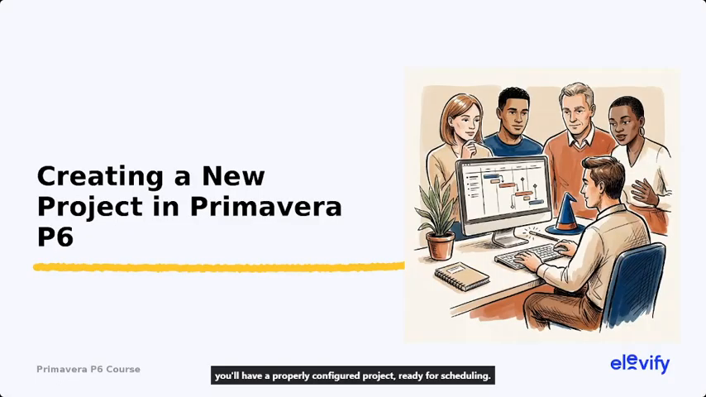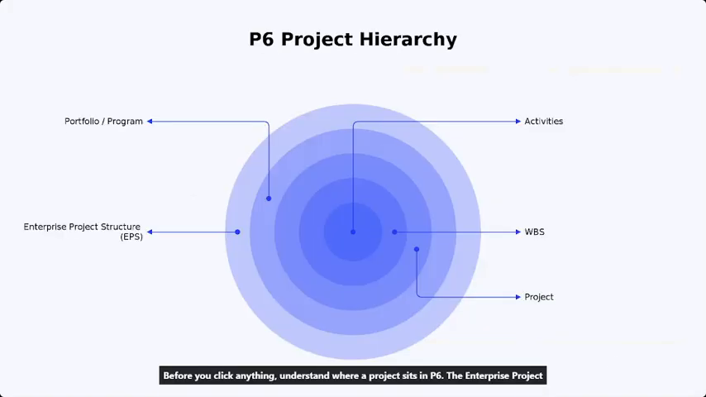Before you click anything, understand where a project sits in P6. The enterprise project structure is the top-level container. Inside it, you place individual projects. Each project then holds a work breakdown structure, and activities live inside that. Creating a new project places it into this hierarchy. Getting that placement right from the start keeps your portfolio organized and your reporting accurate.